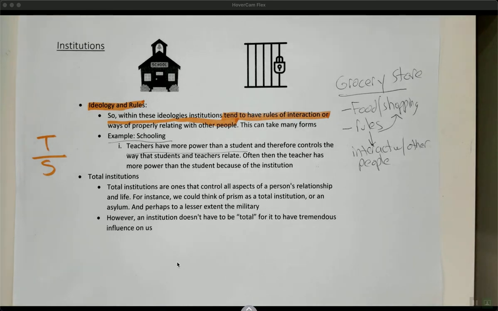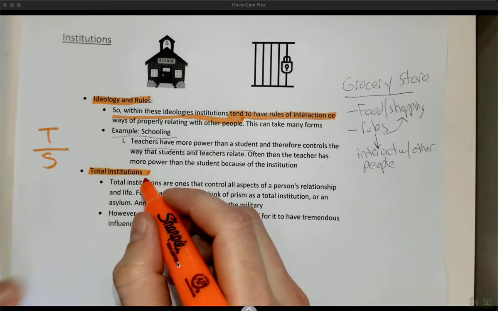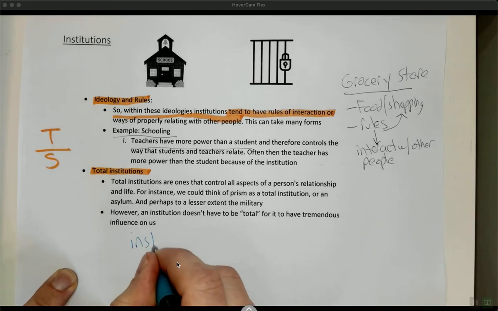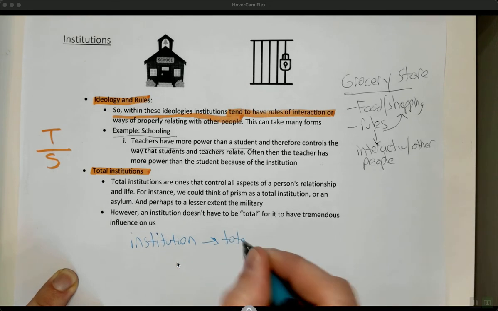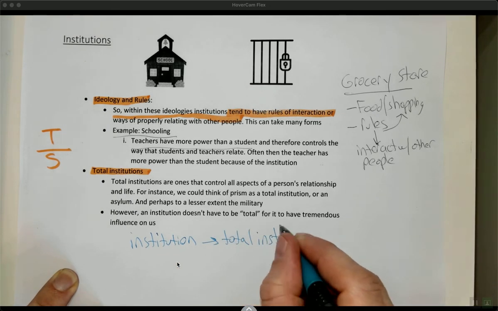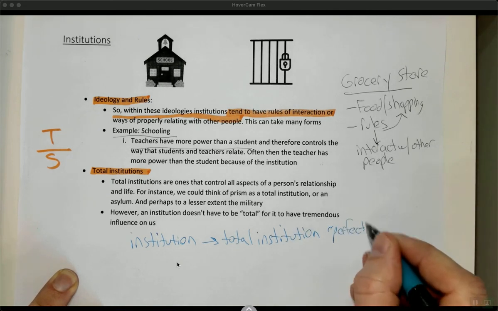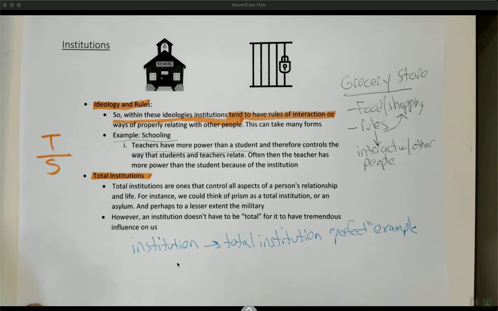There's a more extreme form of institutions that we'll briefly talk about here that maybe helps drive home the point. These are called total institutions in sociology. So a total institution is maybe perhaps the prime example of what an institution can be. If you think institution, a total institution is maybe the quote perfect example. The reason I say this is because it controls all aspects of the way a person interacts.